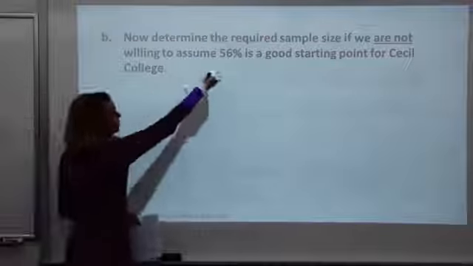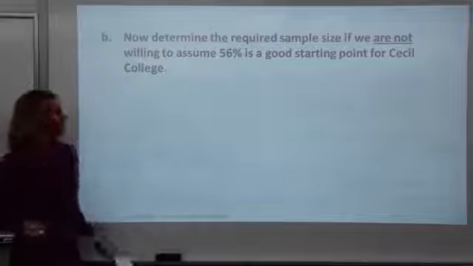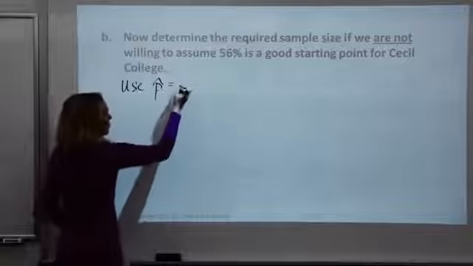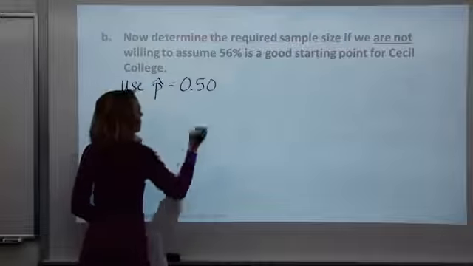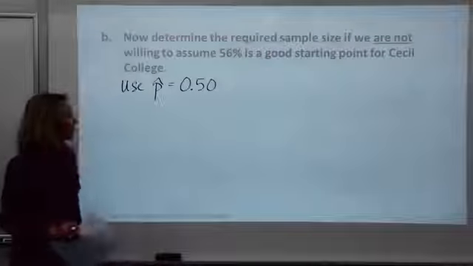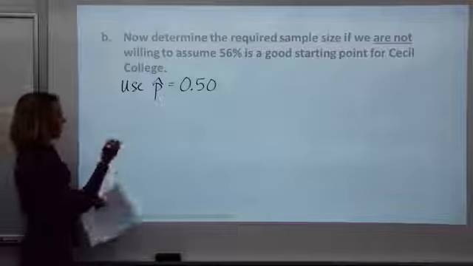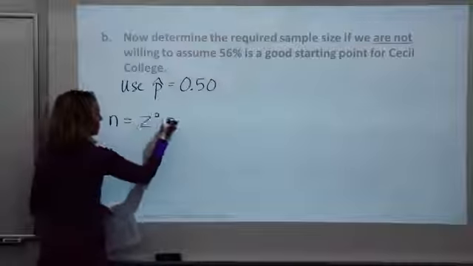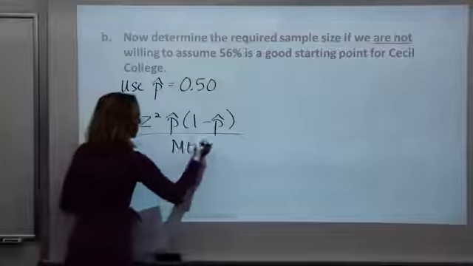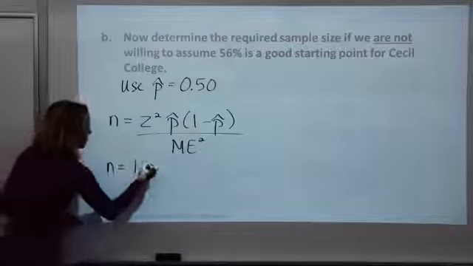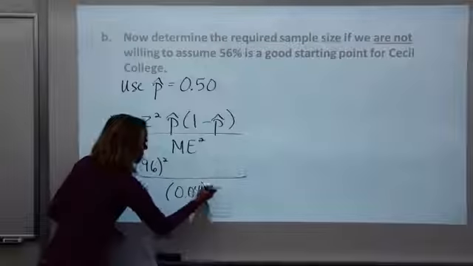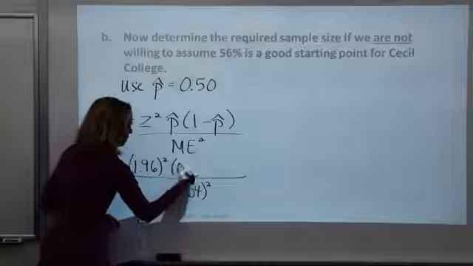Okay, so if we're not willing to use this, now we have no starting point. When you have no starting point, we'll use p hat equal to 50% or 0.50. This will give us the biggest possible sample size that we would need. Nothing else here really changes. Everything else stayed the same. The only value in here that changed was p hat. We still want to be 95% confident. We still want the margin of error to be 4%. The only number that changed was p hat.